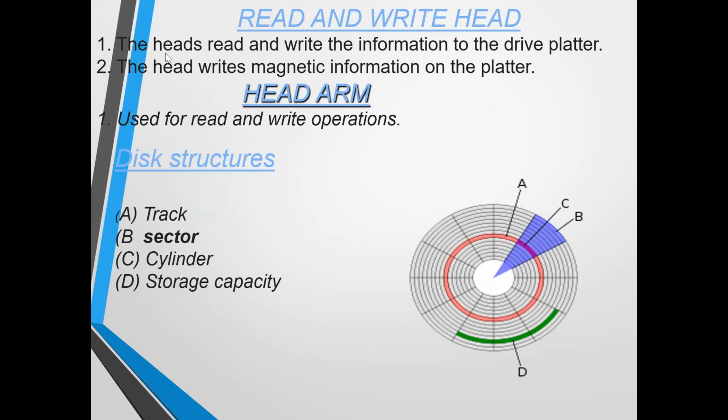So our read and write head reads and writes information onto the disk platter, when you're saving something, when you're writing magnetic information onto this platter. The head arm is used for write and read operations. The disk structure is what we have here. On a disk, of course, it's round, as we see. It has tracks. Look at those in red: track A, track B, track C, track D. There are different small tracks.